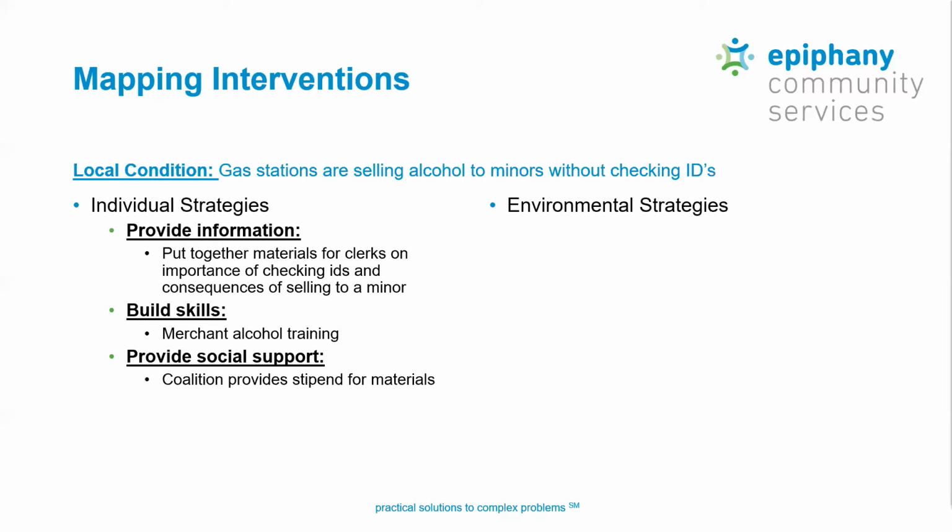So those are our individual level strategies. A lot of those seem very doable, easy for us to achieve. Now let's take a look at this little bit of a harder side with our environmental strategies. Reduce barriers and enhance access is our first one we're going to look at.